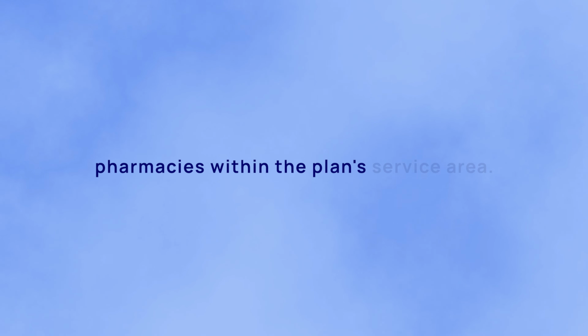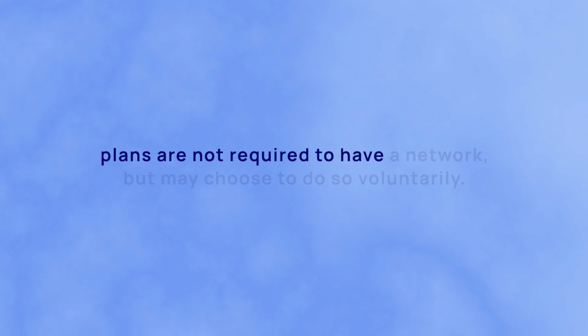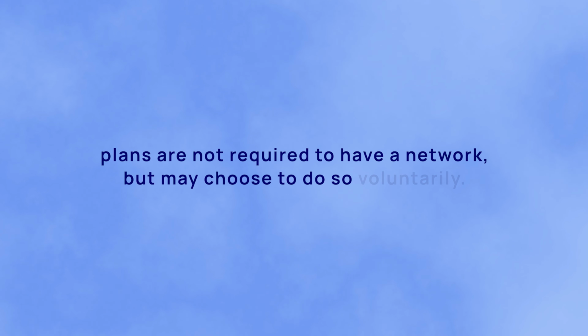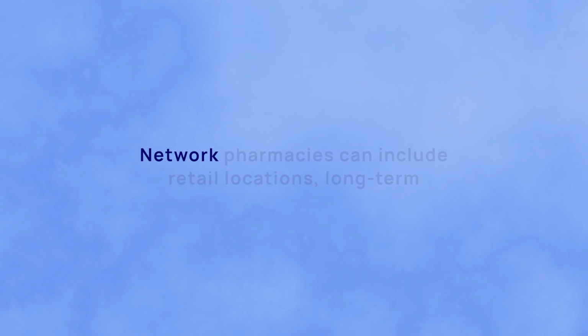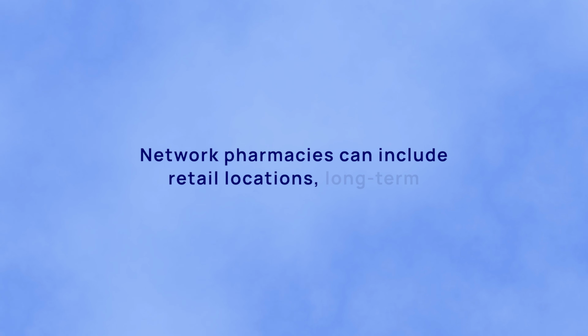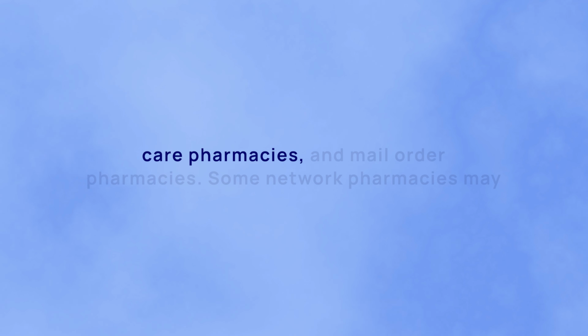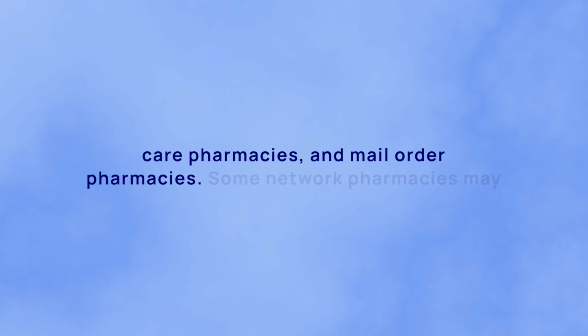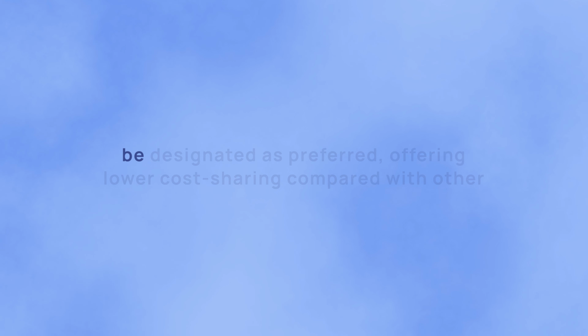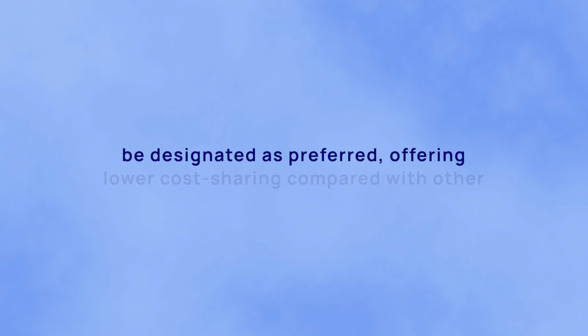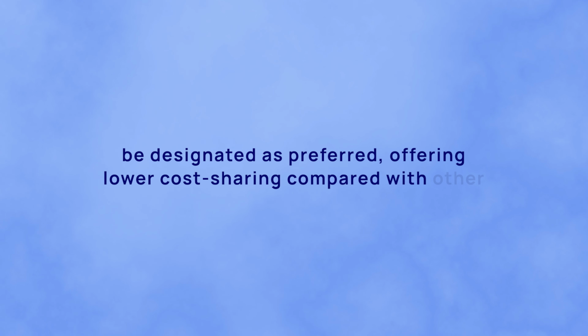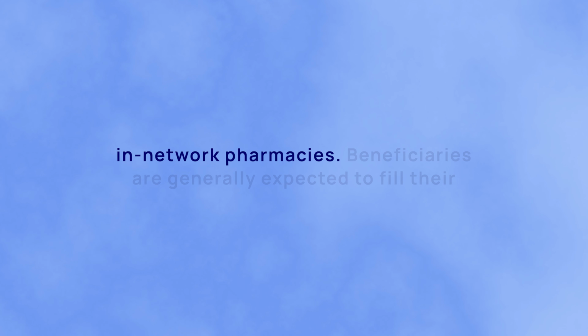Part D coverage is generally provided through a network of contracted pharmacies within the plan's service area. Private fee-for-service, or PFFS, plans are not required to have a network, but may choose to do so voluntarily. Network pharmacies can include retail locations, long-term care pharmacies, and mail-order pharmacies. Some network pharmacies may be designated as preferred, offering lower cost sharing compared with other in-network pharmacies.